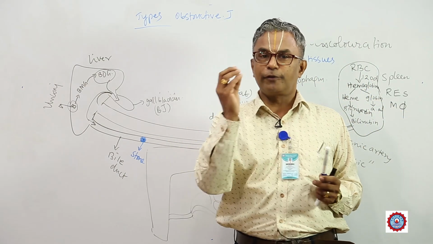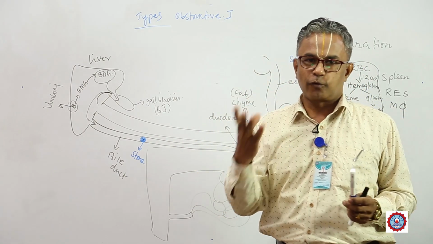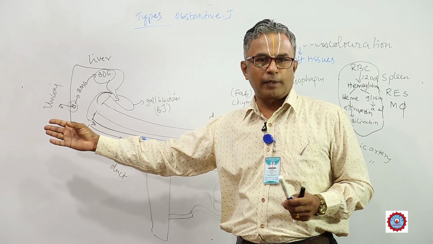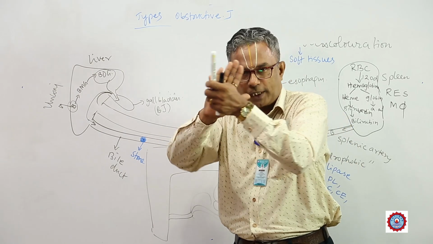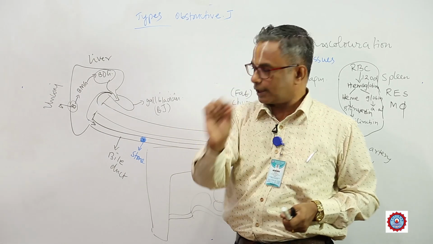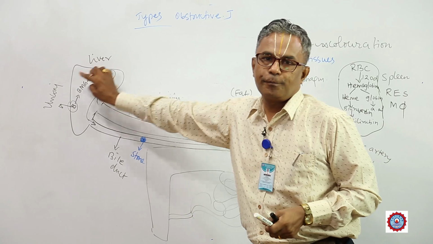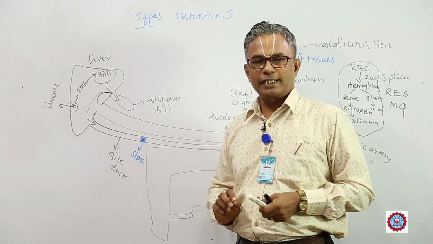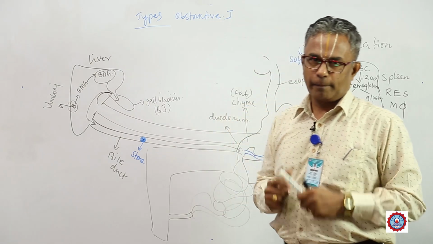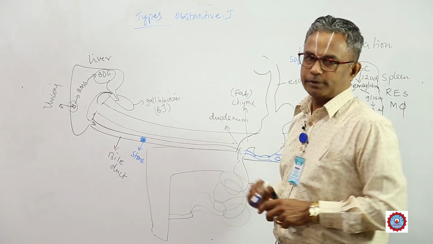Sometimes there may be some tumor. There may be some tumor formed in the liver part or in the intestine part or somewhere. If the tumor presses on the bile duct, it will be compressed and bile will not be able to flow. That is a very rare situation. Common reason is the stone formation in the bile duct, which causes obstructive jaundice.